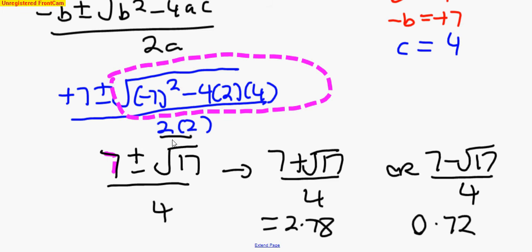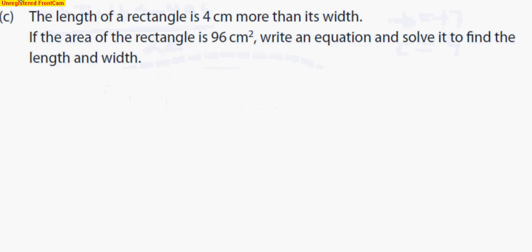Okay guys, we're on the next part now. The length of a rectangle is 4 centimeters more than its width. The area of the rectangle is 96 centimeters squared. Write an equation and solve it to find the length of the width. So we have a rectangle.